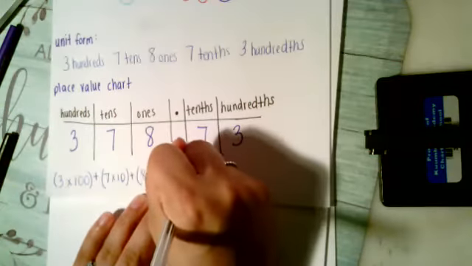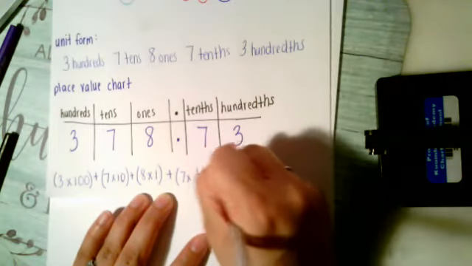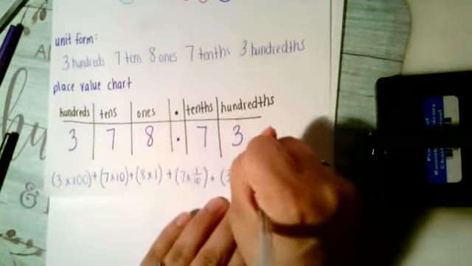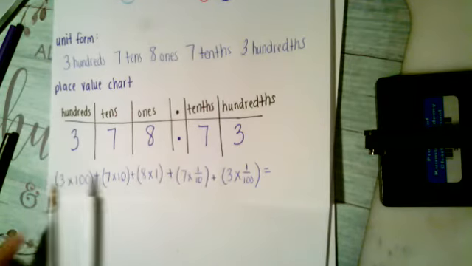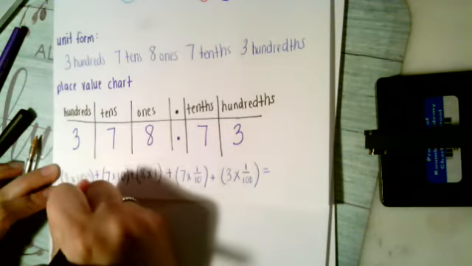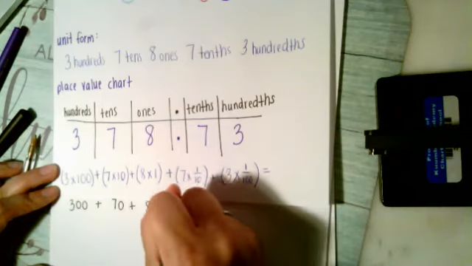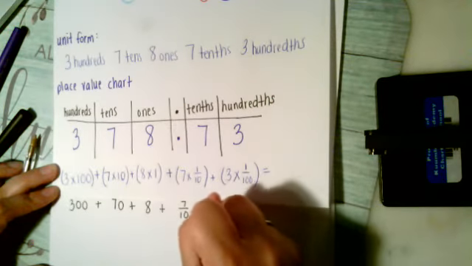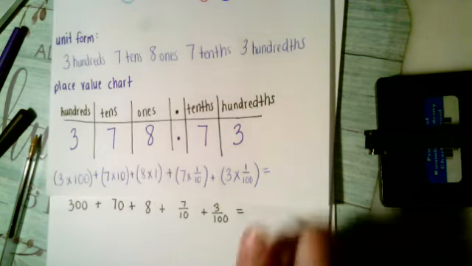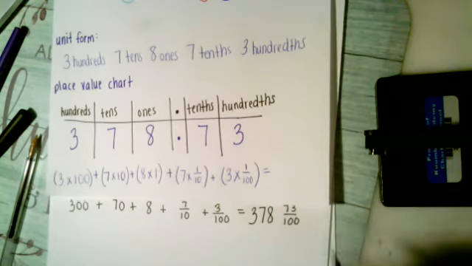So 7 times 1 tenth plus a 3 in my hundredths place, so 3 times 1 hundredth. Okay, now this would equal 300 plus 70 plus 8 plus 7 tenths plus 3 hundredths. And then when you equal it, you're going to write your number in a fraction form. So we're going to say 378, that's my whole number, and then 73 hundredths.